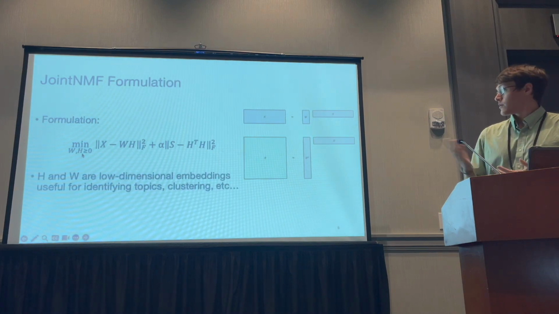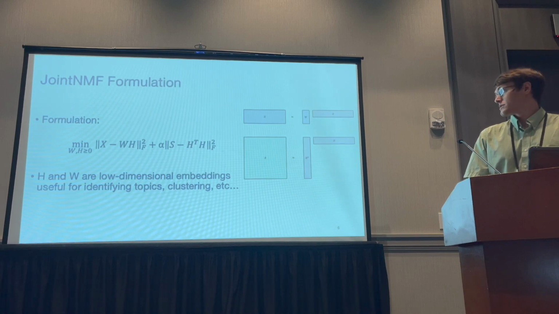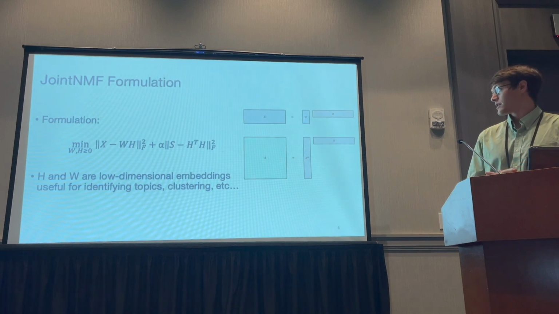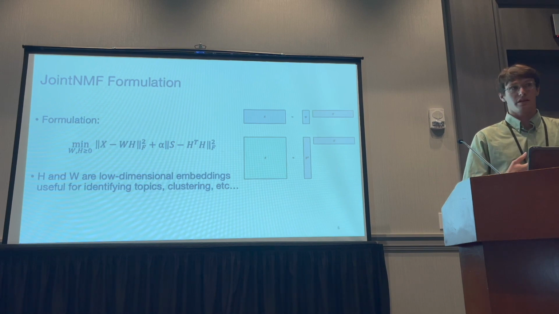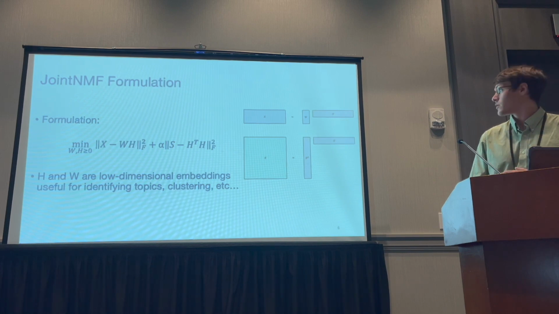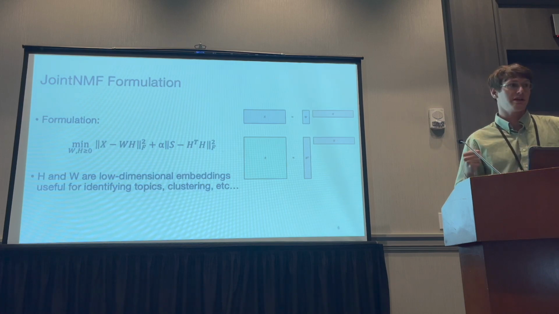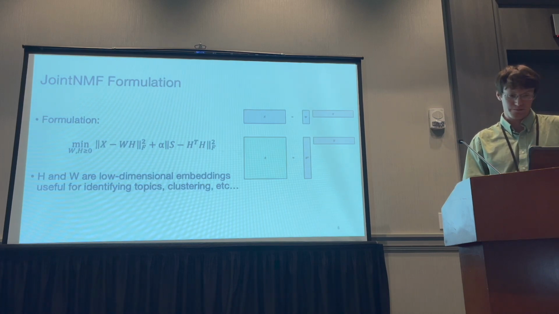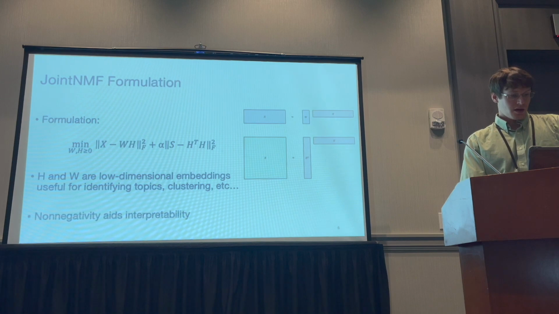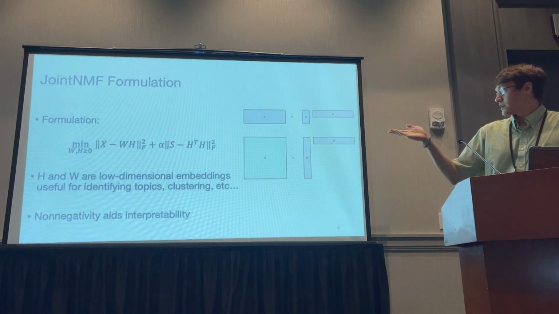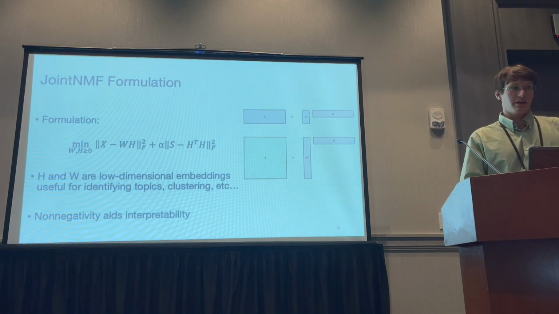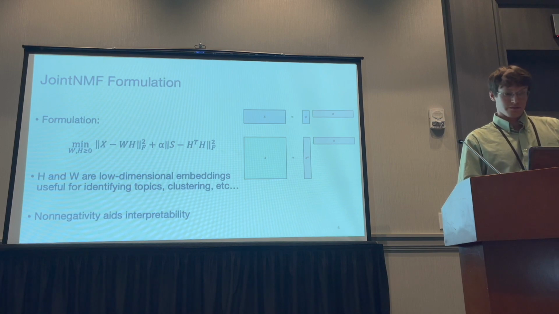The reason why this is useful is that H and W are latent embeddings, which can be useful for identifying things like topics, clustering, and so on and so forth. And on the last slide, we will show how you can take these factors and extract useful information out of the data set from them. And the non-negative factorization helps aid interpretability of the result.